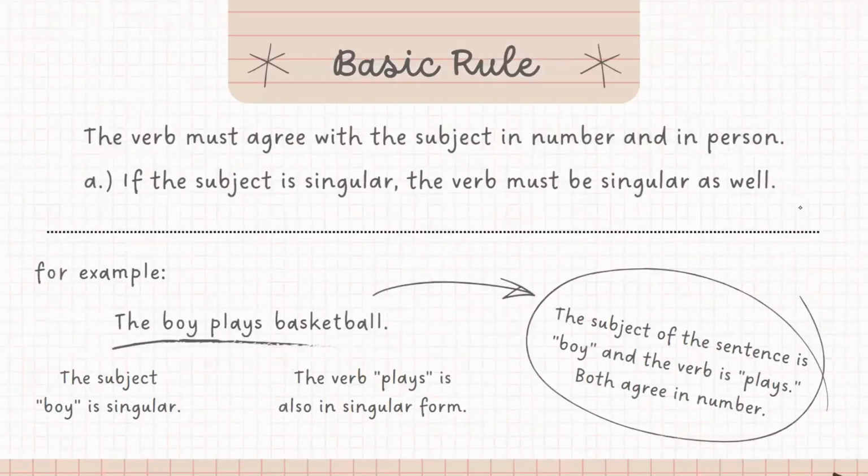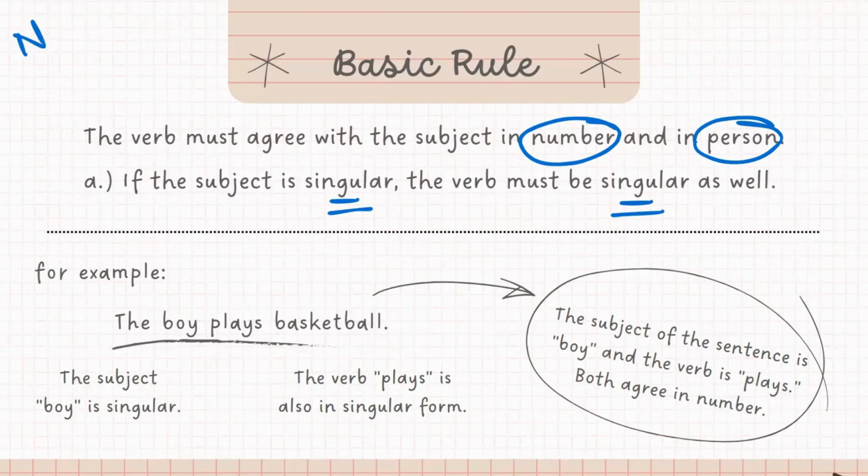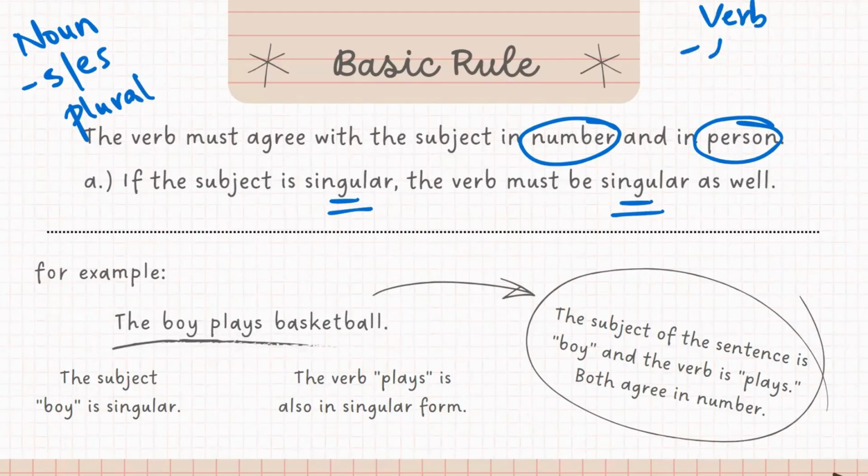So the basic rule of subject-verb agreement is both the subject and the verb must agree in number and in person. For that, if your subject is singular, make sure that your verb is also singular. The one thing that you need to remember here is when you are adding s and es to a noun, it becomes plural. But if you're adding s or es to a verb, it becomes singular. I know, it's weird, right?